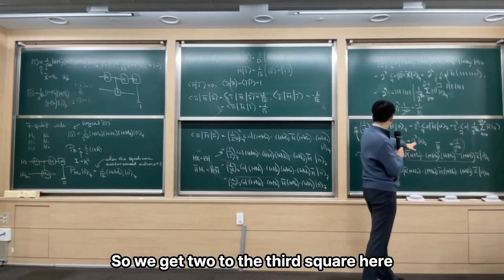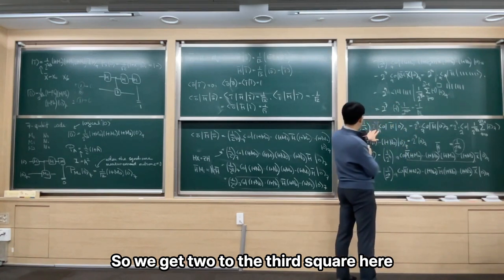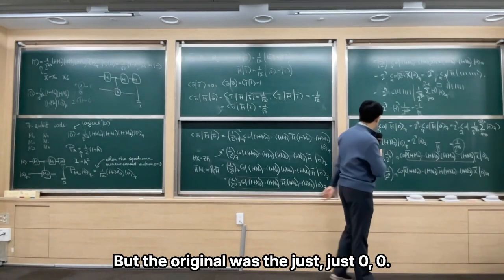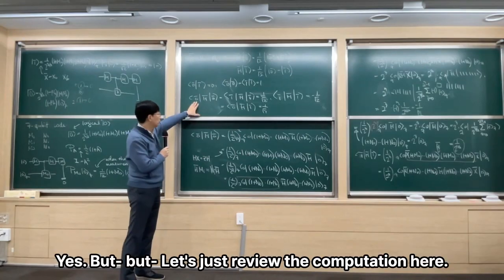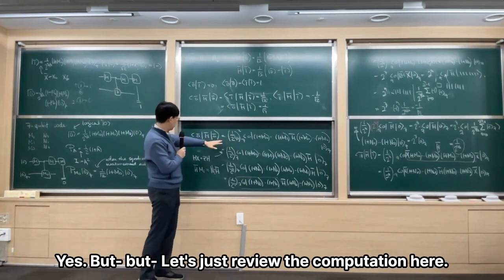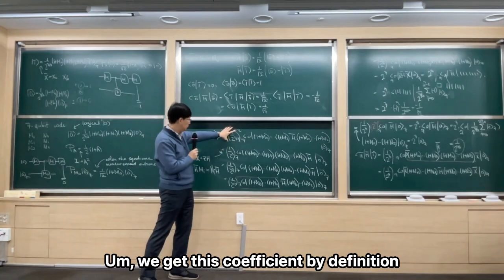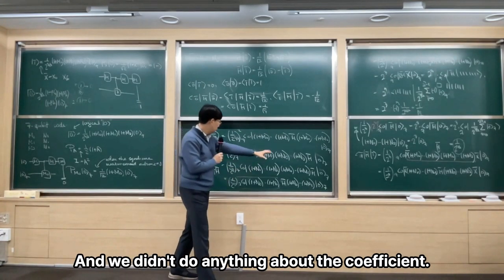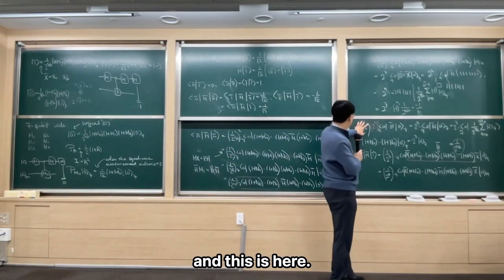Or which here? Upper here? 0 is 0, yes. So we get 2 to the third square here, so we cancel it out to get 2 to the third. But the original was just 0. Yes, 0, 0. Yes. So let's just review the computation here. So 0, 0. We get this coefficient by definition, and we just multiply to 1 over 2 thirds. And we didn't do anything about the coefficient. We just move around our operators, and this is here.